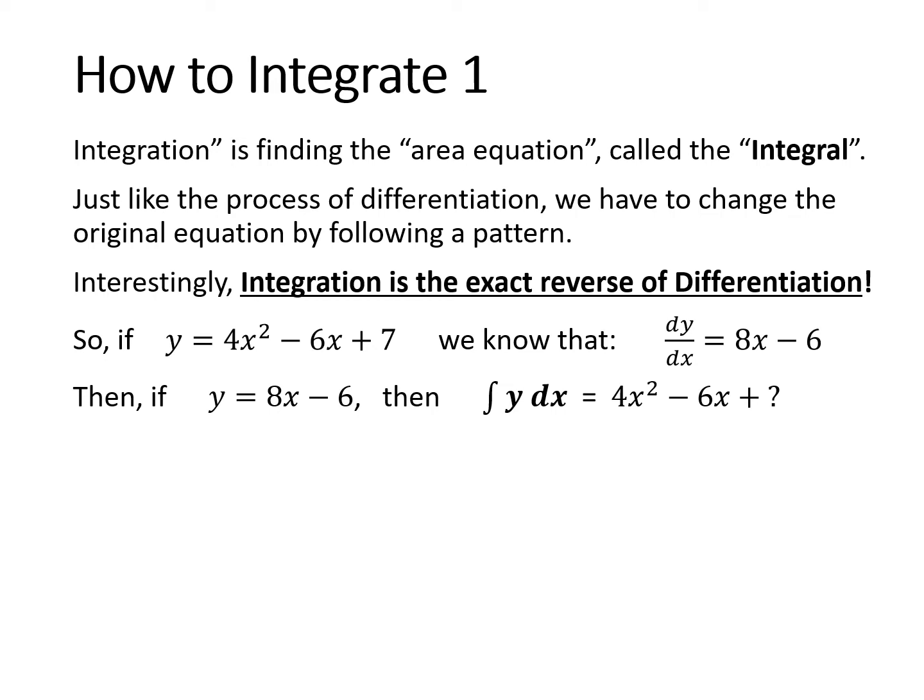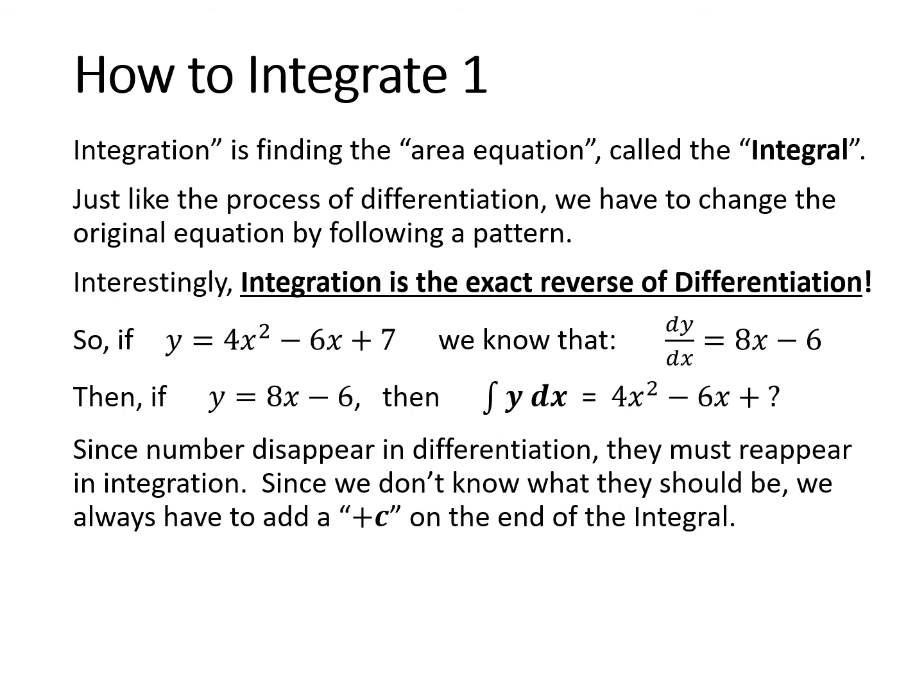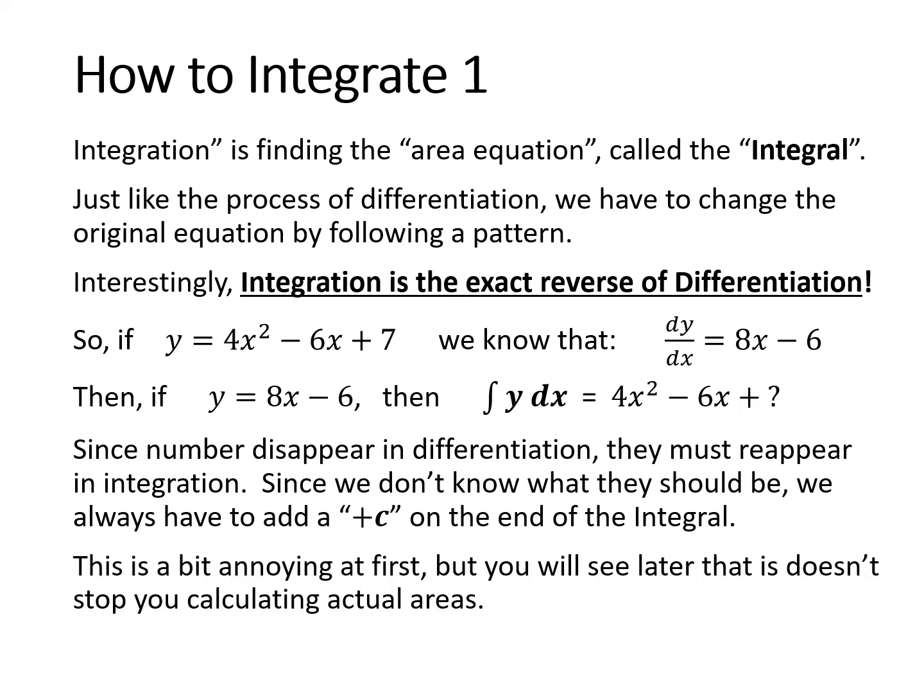And for this reason, we have to end up putting a plus c at the end of our solution, because there could be a number that reappears. Remember when you differentiated, numbers disappeared? Well, now we're doing the reverse, so numbers need to reappear. That can be a bit annoying, having to put plus c on the end each time, but actually it doesn't really affect how we calculate areas in the end. So although it's a bit annoying, you will see that it doesn't actually stop you calculating areas.